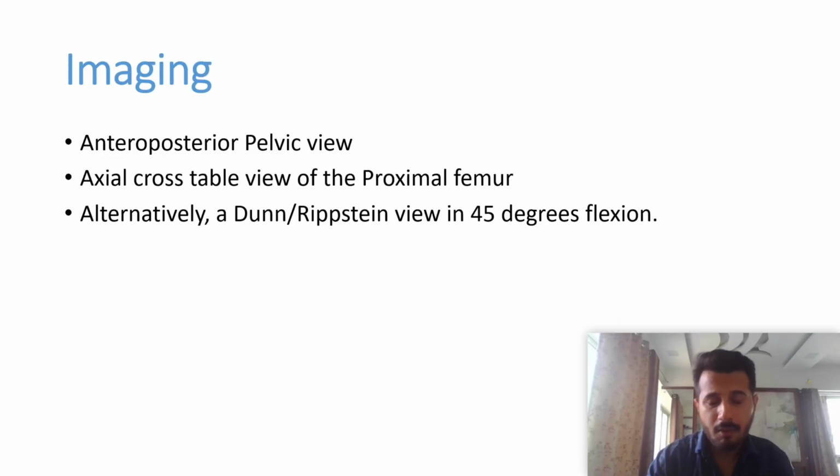Now, as important as the knowledge of examination and symptoms, equally important is to know how imaging should be done. For FAI, we need to have a well-taken AP view of the pelvis with both the hips and an axial cross-table view of the proximal femur. Alternate to this is a Dunn or Ripstein view in 45 degrees of hip flexion, which I'll be showing in a while.